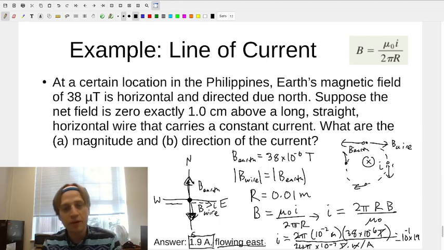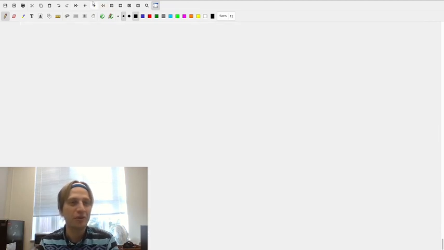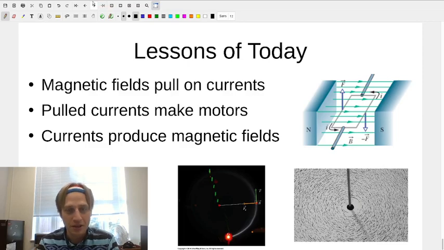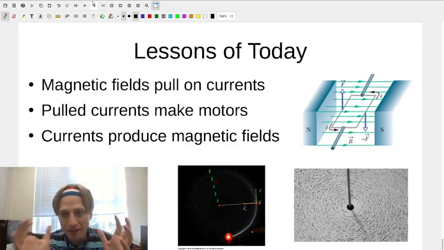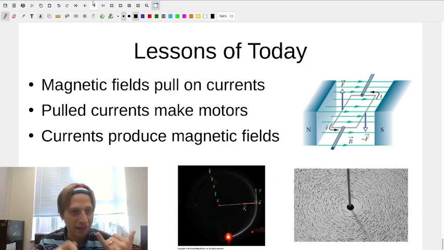Okay, so that's the type of problem we're going to be tackling in the next days. Don't get too scared, but realize this is going to be essentially like a lot of problems we did in Unit 1, just with trickier directions. But I don't want you to lose sight of the main message of today. Magnetic fields pull on currents.